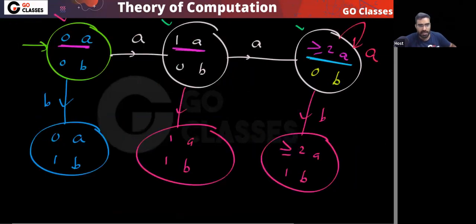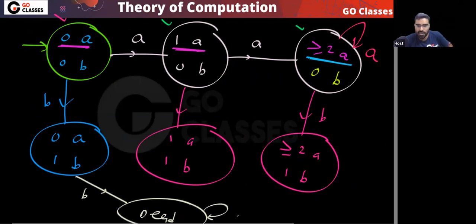Okay, so I can say that in this state, if B comes, then you are going to dead state. In this state, if B comes, you are going to dead state. Isn't it simple? Okay, this is your DFA. Is this DFA over? Is this the DFA?